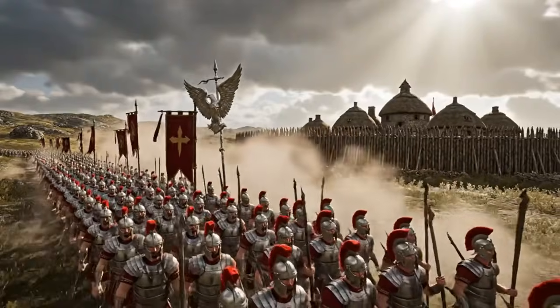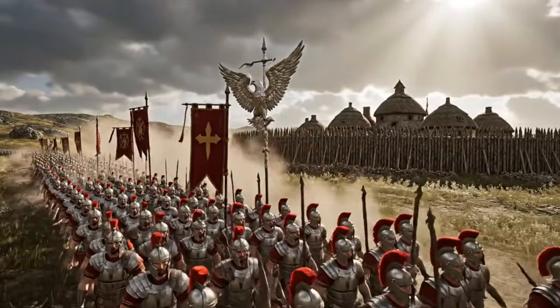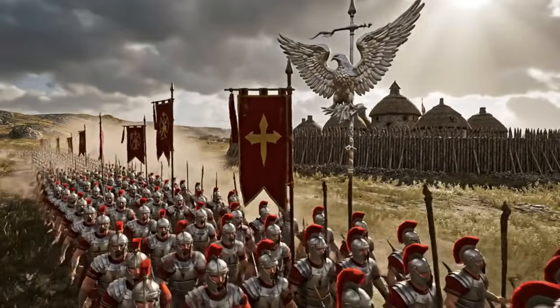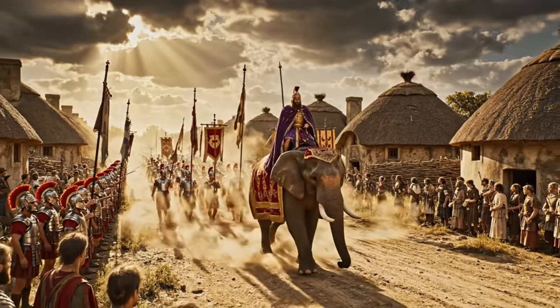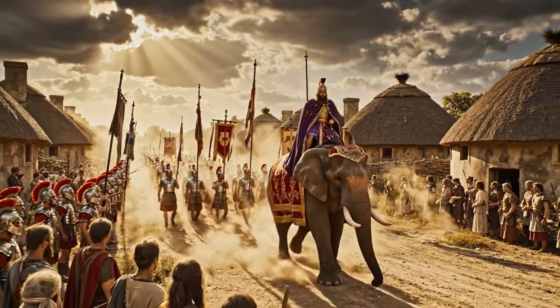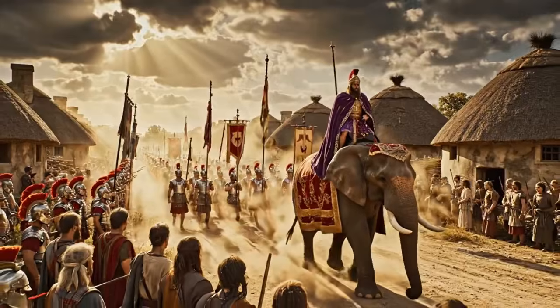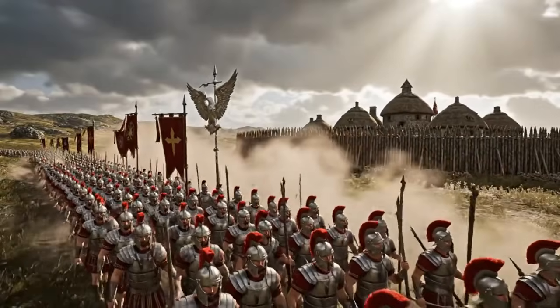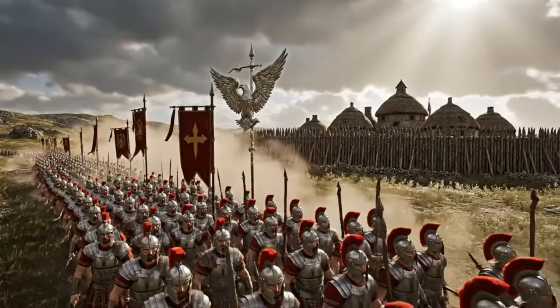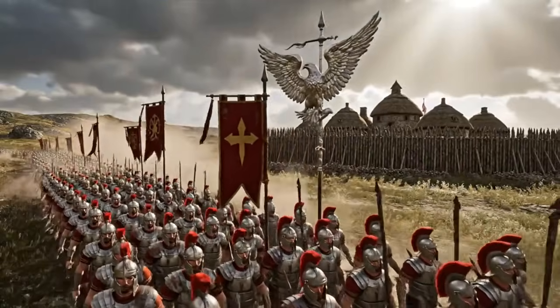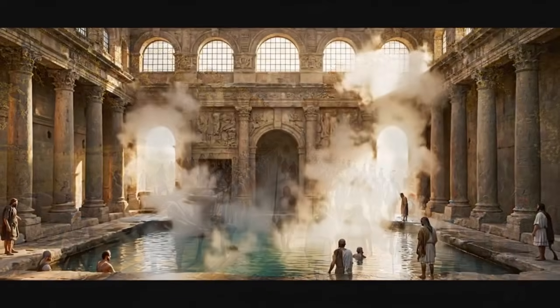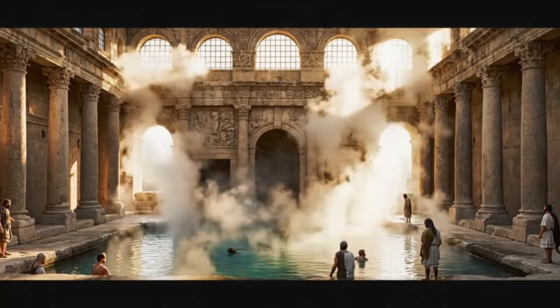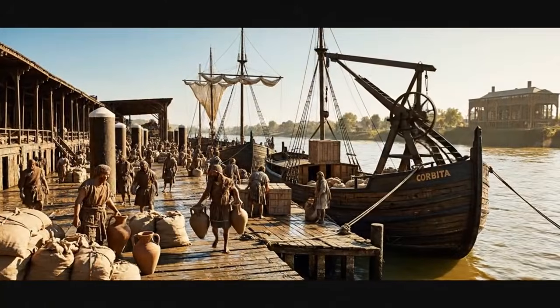Within a few years, they've conquered most of what's now England. Claudius himself rides into the new capital, Camulodunum, modern Colchester, on an elephant. Pure theatre. Roman Britain becomes a proper province. Roads are built that still form the backbone of England's road network. The M1 follows a Roman route. Watling Street runs from London to Wroxeter. Bath gets its famous hot springs complex. London becomes a major port.